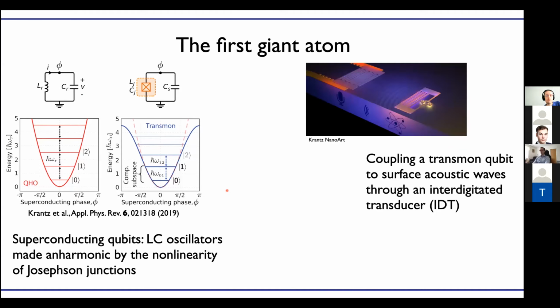Now, I mentioned these before as examples of small atoms. What made them giant in this experiment from Per Delsing was that we were not coupling them to microwaves of the electromagnetic field, but they managed to couple them to sound, or surface acoustic waves. Here's an artist's illustration of this setup. You have some substrate, and these surface acoustic waves are vibrations that are confined to the surface of the substrate.